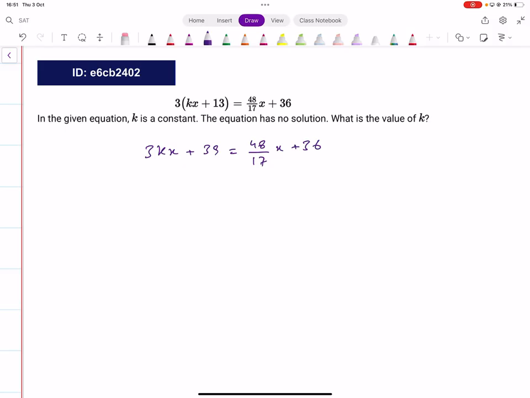Compare the two sides. The constants are different, but these terms have to be the same, right? Because that will make these two equations parallel to each other, and they would have no solution for that reason. So that means 3k should equal 48 over 17. What's k? 48 over 51, which simplifies to, if you want to simplify, you can write it like this as well, and that's okay. Otherwise, this is 16 over 17.